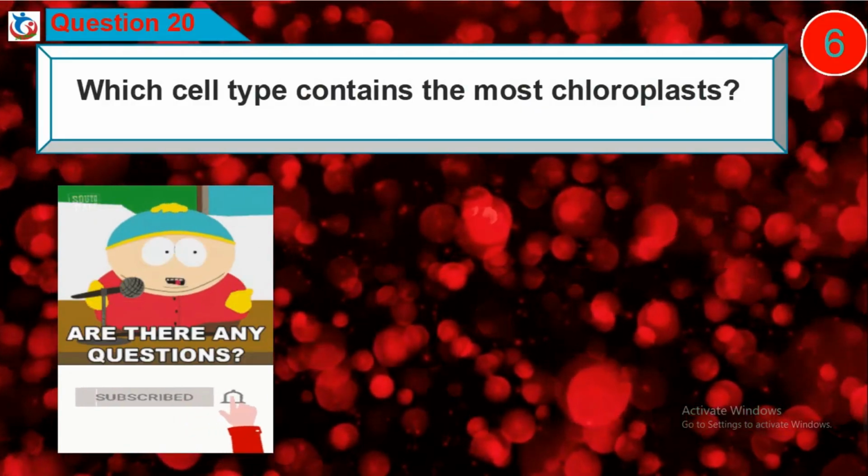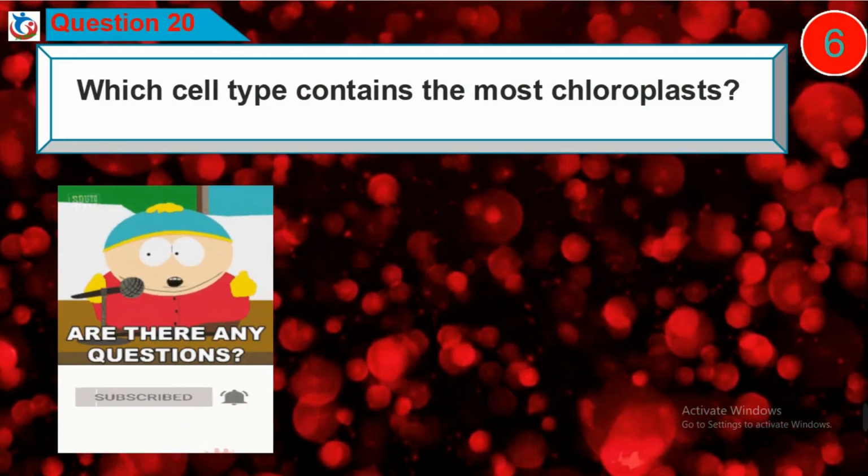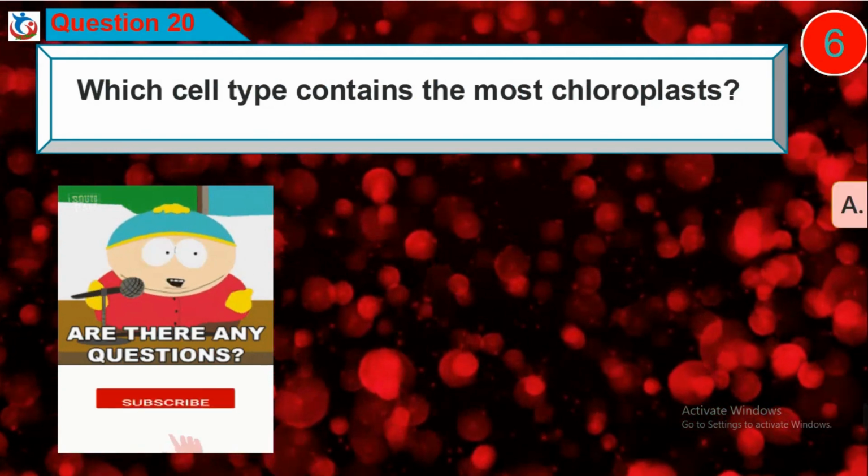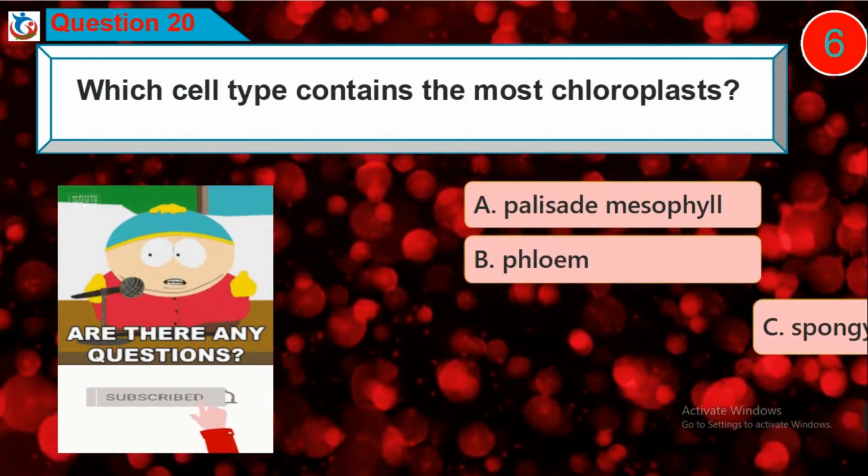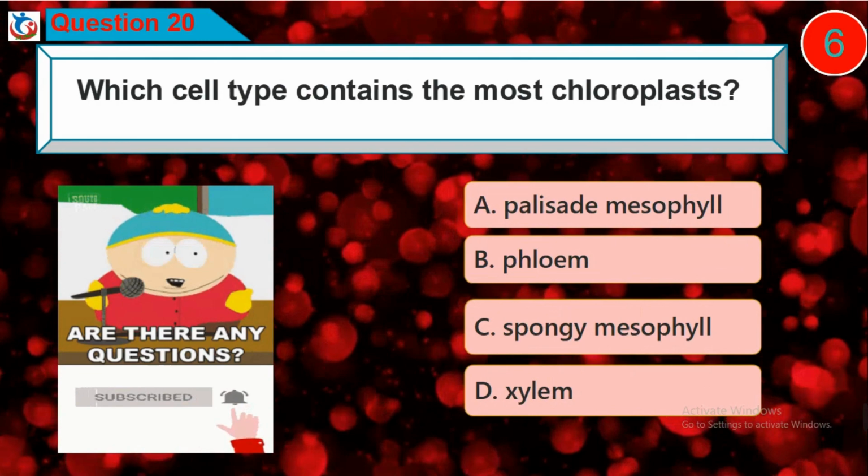Question 20. Which cell type contains the most chloroplasts? Is it option A, B, C, or D?